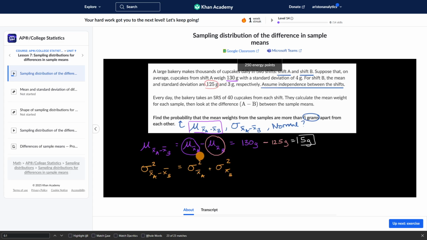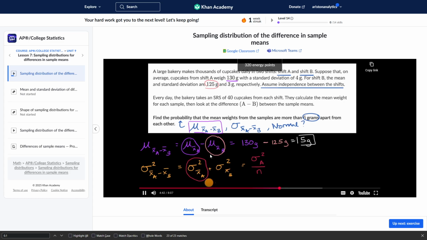You might be saying, wait, we're not sampling with replacement. Well, we also know that if each of the sample sizes are less than 10% of the population, then the difference is negligible. And so we could still use this formula. You can see that the simple random sample here is 40 from each shift. And they say that a large bakery makes thousands of cupcakes daily in 2 shifts. So even if it was 1,000, 10% of that would be 100. This is less than 10%. So we meet that condition. So we can use the same formula that you would use if you were sampling with replacement.